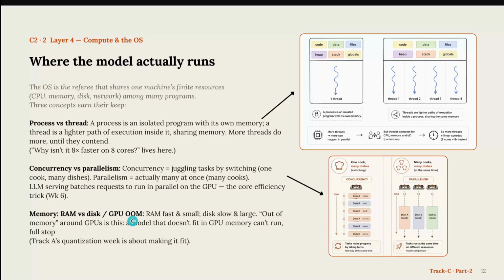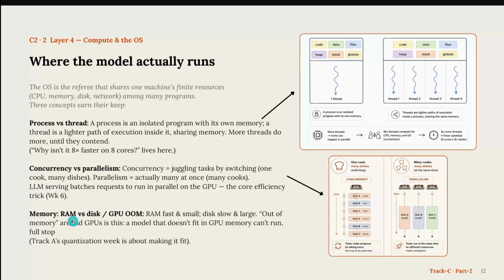Whereas if it is a disk, it is slow in nature but is large. Typically, you would have seen in your laptops that RAM sizes are anywhere between, these days at least, 4 to 32 GB or 64 GB, whereas disks start anywhere between 128 GB all the way to 2 terabytes.